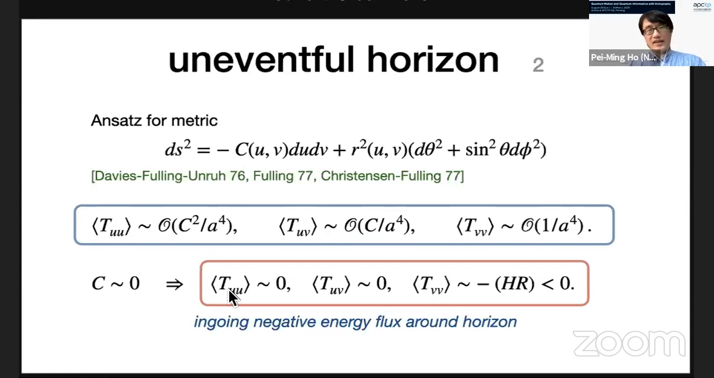On the other hand, at large distances, you do have Hawking radiation taking away energy from the black hole. So it implies that you have ingoing negative energy. This TVV, being of order 1 over a to the fourth, must be negative for energy conservation. You have negative energy flux ingoing to the horizon, and then positive energy outgoing at large distances.